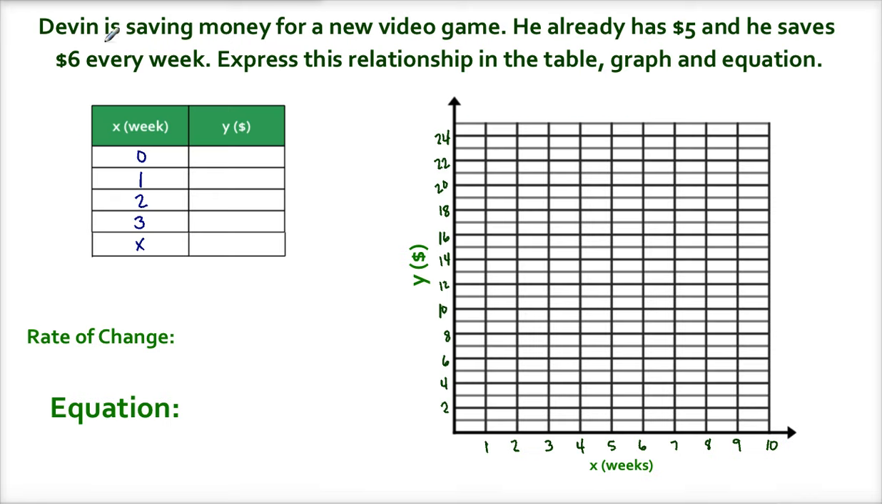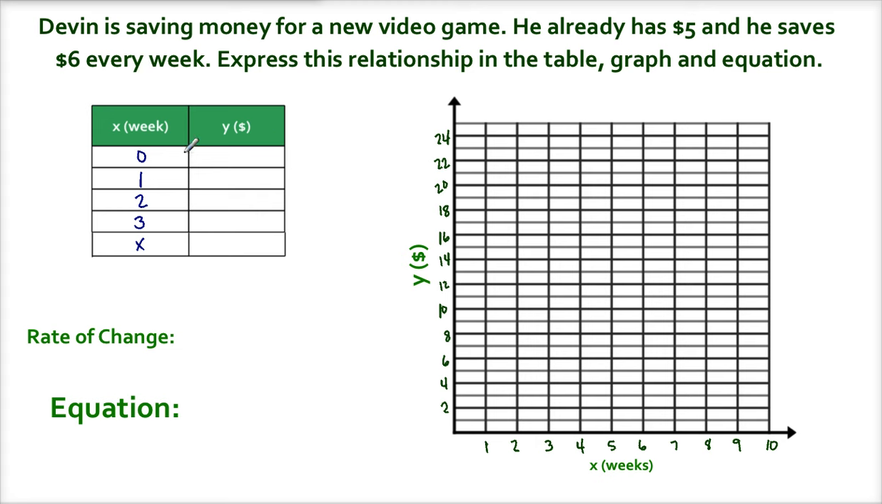So here's our example. Devin is saving money for a new video game. He already has $5 and he saves $6 every week. Express this relationship in the table, the graph, and the equation. Hopefully you can see that this situation is a little bit different than what you've seen before, because it says he already has $5 and he saves $6 every week.